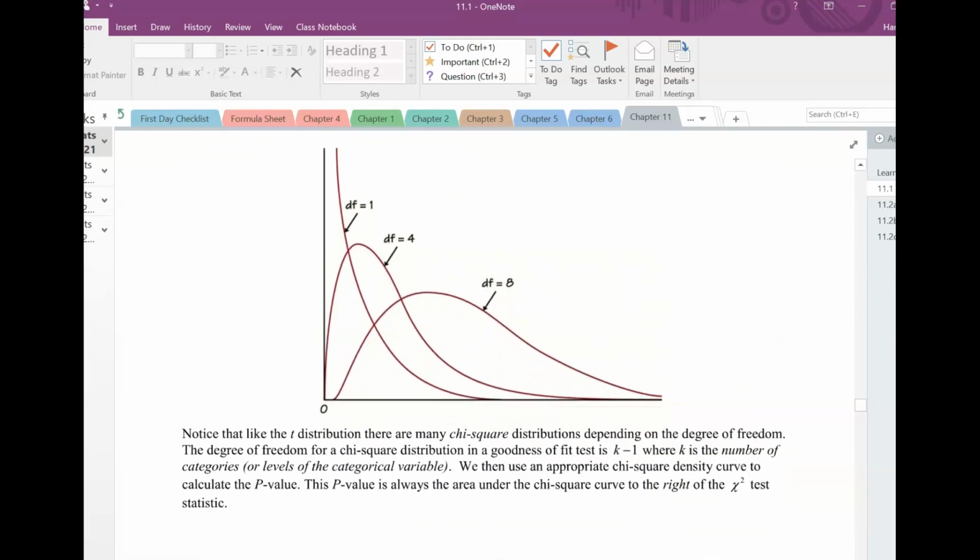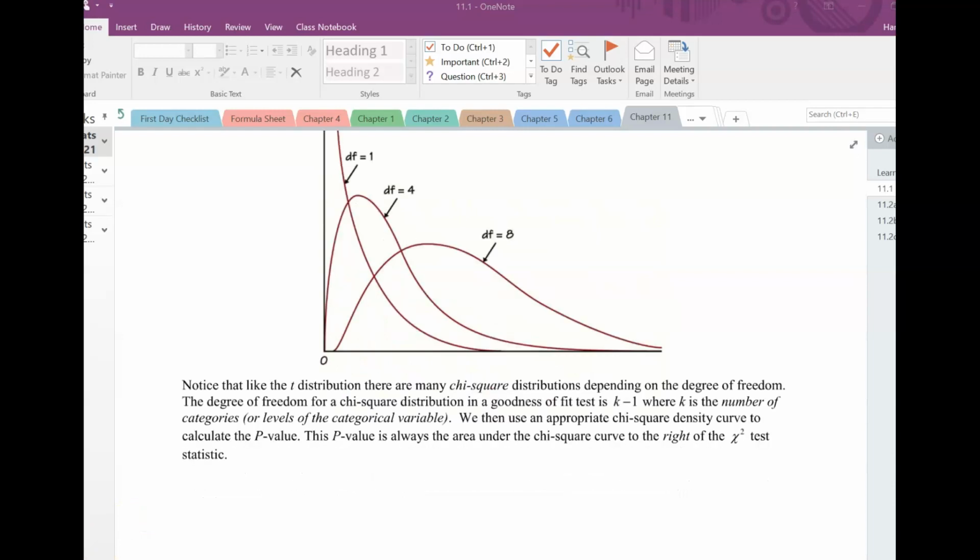And how do we figure out these degrees of freedom for a chi-square? The degrees of freedom is 1 less than the number of categories. So in that last example with the 12 zodiac signs, we would be talking about degrees of freedom of 11. What we would use this distribution for is to calculate the p-value. The p-value is always the area under the chi-square curve to the right of the test statistic. That will probably make more sense when we actually calculate the test statistic. It involves squaring, and the numbers are always positive. So we're always looking to the right of the test statistic.